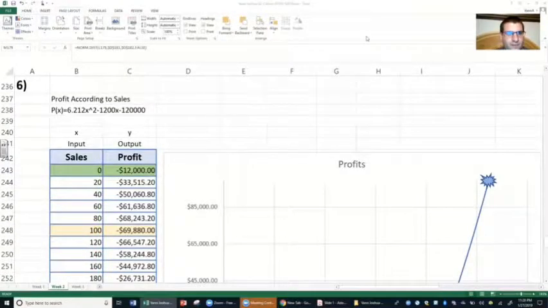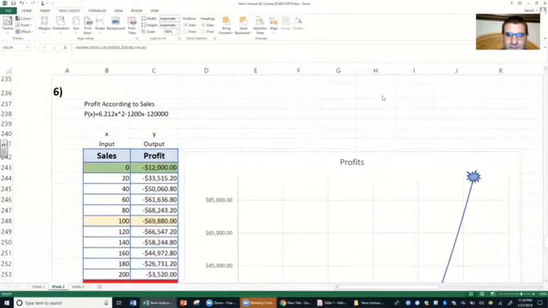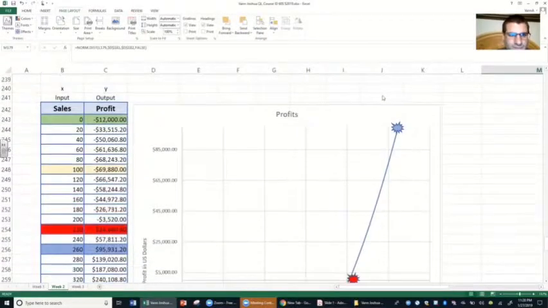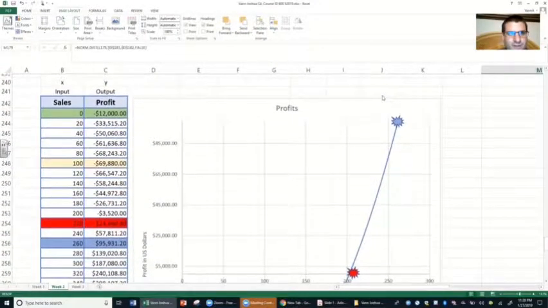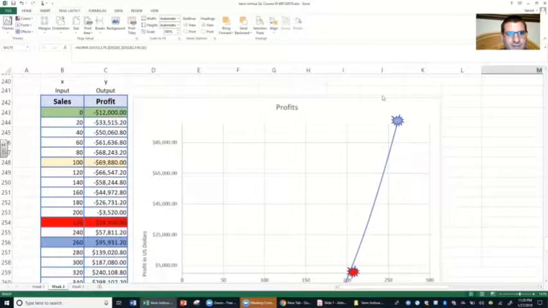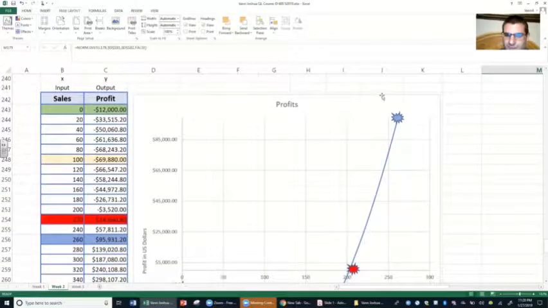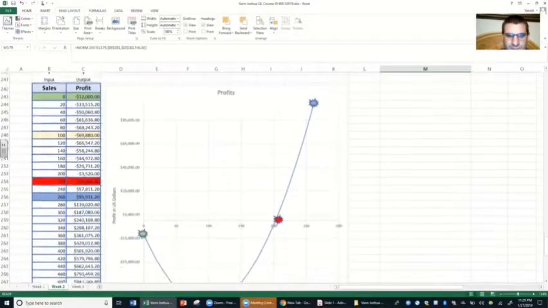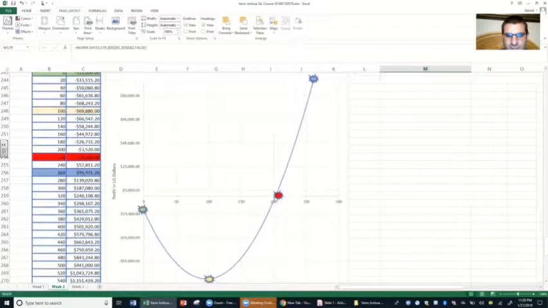And then on question 6, we used a quadratic equation and the information of the X and the Y, the X being the input and the Y being the output, to find the sales and profit for this company. We put it onto a chart and it made a parabola.